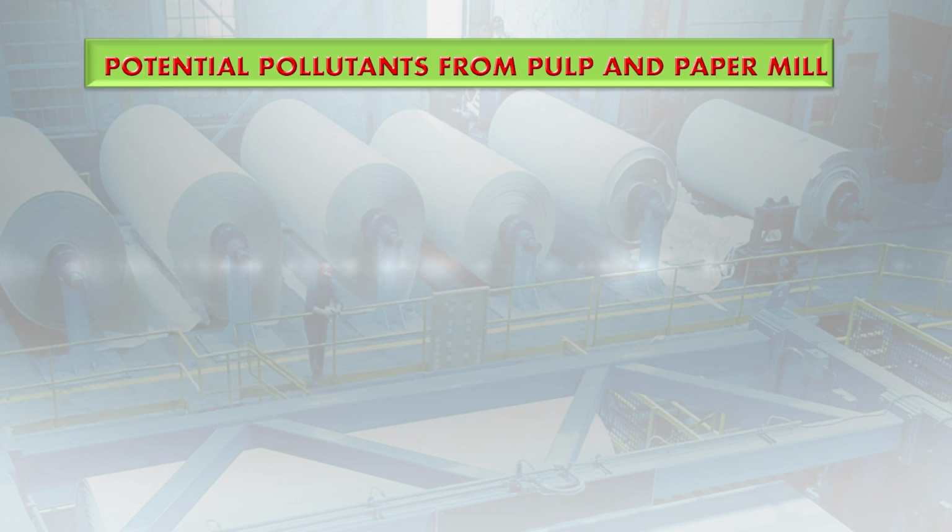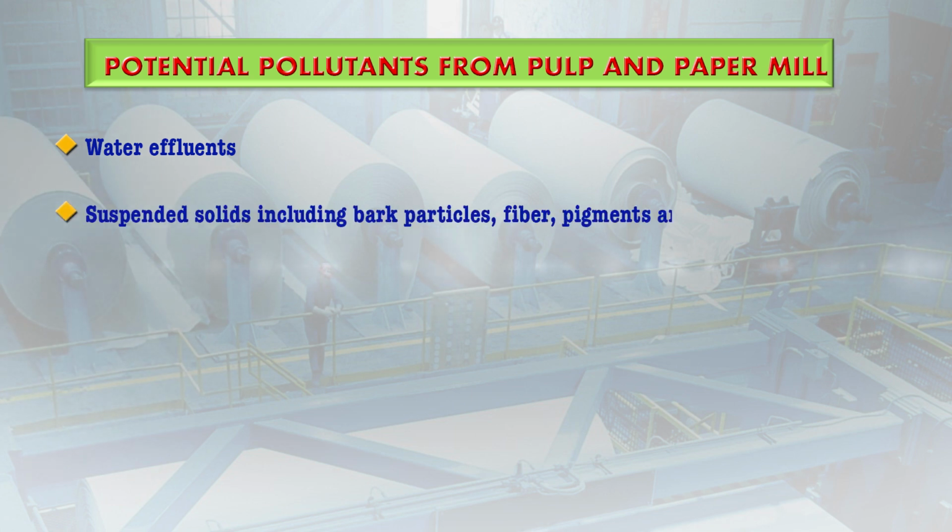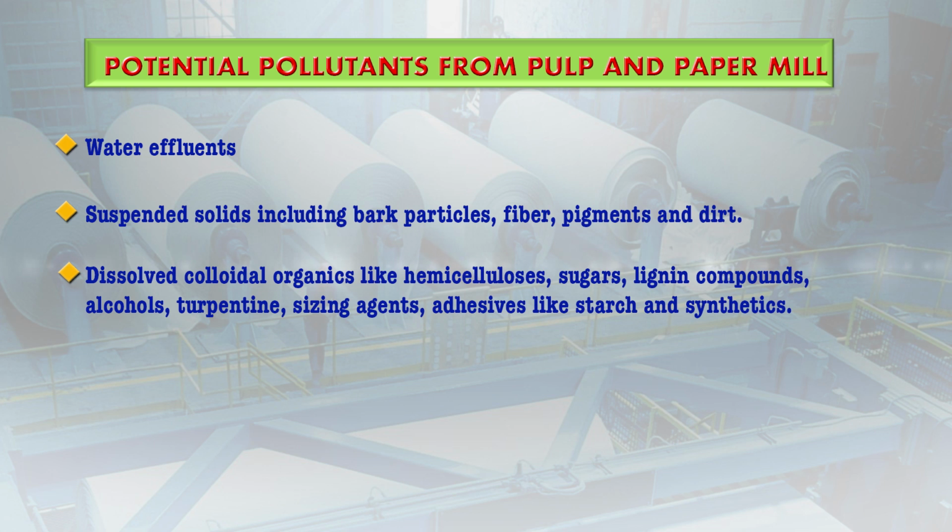The potential pollutants from the pulp and paper mill. Now from these pulp and paper mills, we can get the water effluent. They use a large amount of water in the bleaching agents and so on. The suspended solids, including bark particles, fibers, pigments and dirt, can all get into the water. Then we have dissolved colloidal organics like hemicelluloses, sugars, and lignin compounds, which are all coming from these plant barks. Then we have alcohol, turpentine, sizing agents, and adhesives like starch and synthetics.